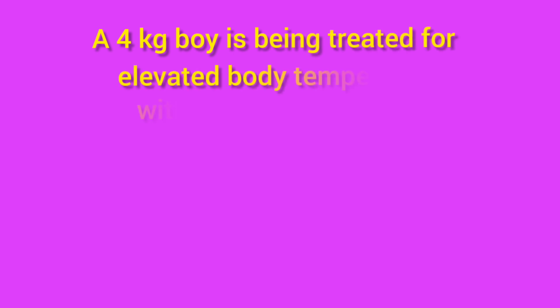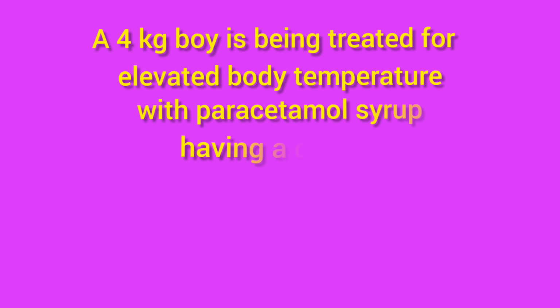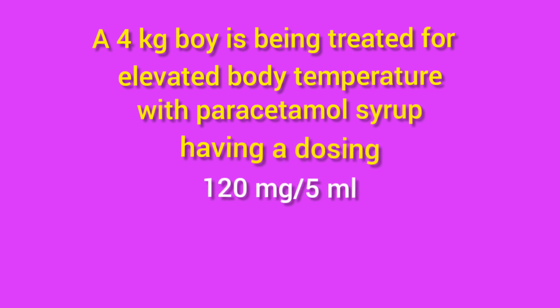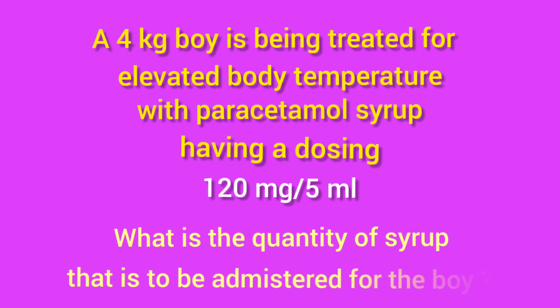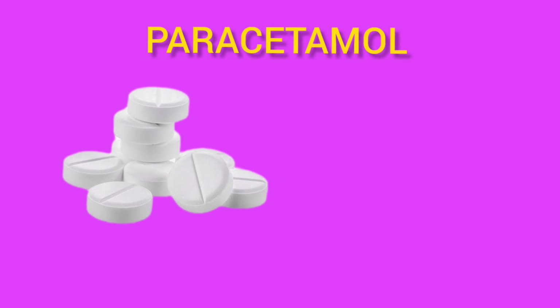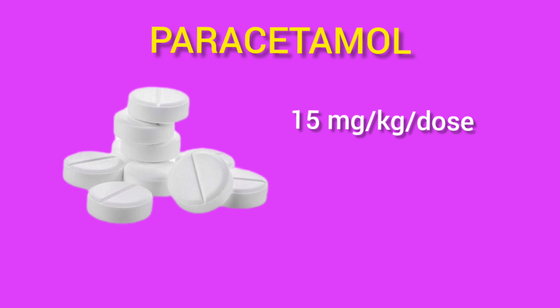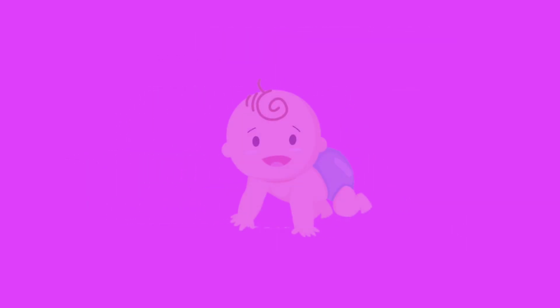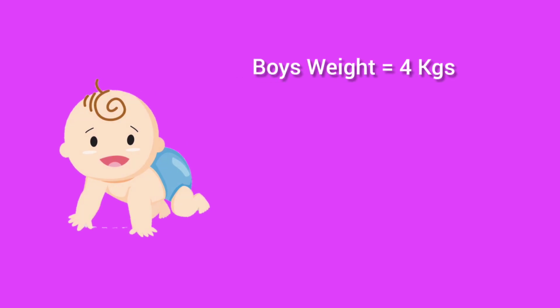Case study 1. A 4 kg boy is being treated for elevated body temperature with paracetamol syrup, having a dosing of 120 mg for 5 ml. What is the quantity of syrup that is to be administered for the boy? Now you have to consider in this case the general dosing regimen for paracetamol. It is 15 mg per kg per dose every 4 hours. The boy's weight given in the question is 4 kg. We'll first calculate the amount of paracetamol that is required for this 4 kg boy.